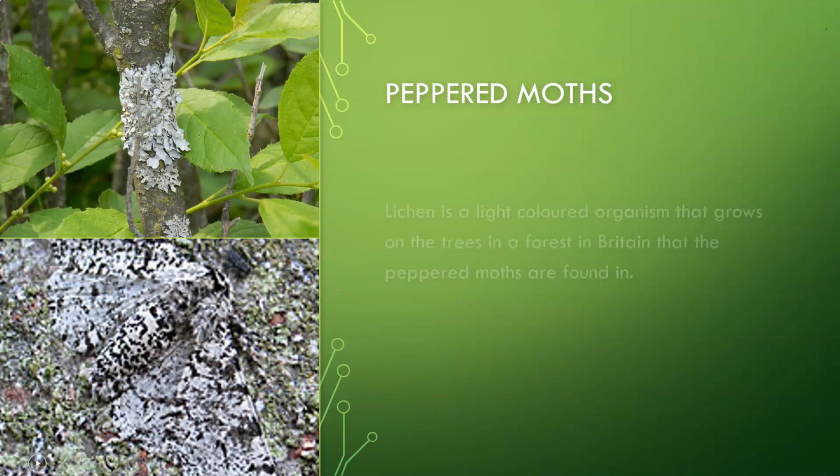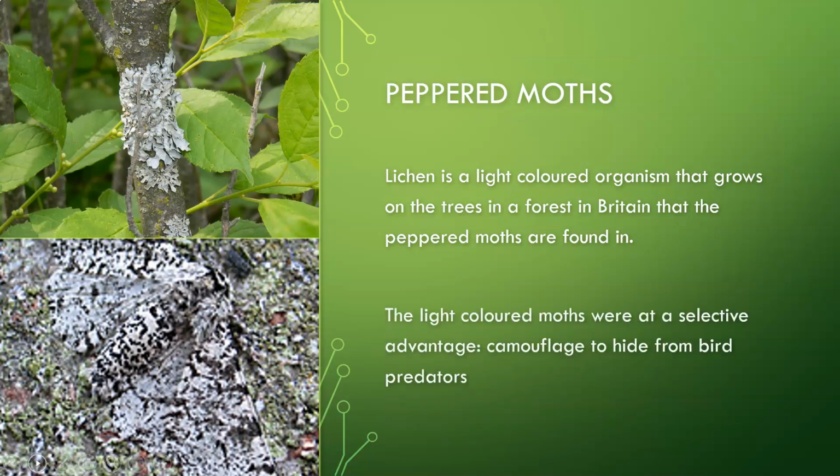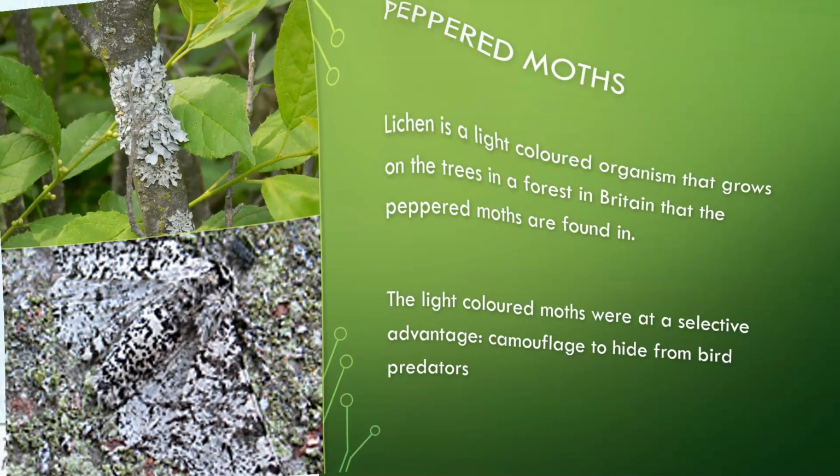Our moths here again. Now, lichen is a light-coloured organism that grows on trees in most forests in Britain. And in the same forests where our peppered moths can be found, the light-coloured moth was at a selective advantage. They camouflage into the lichen. So if we look at the diagram here, the diagram at the top is showing us some lichen. And if we look at the bottom here, we've got the light-coloured moth on the lichen. It's camouflaged. It hides from those bird predators. It can't be seen.